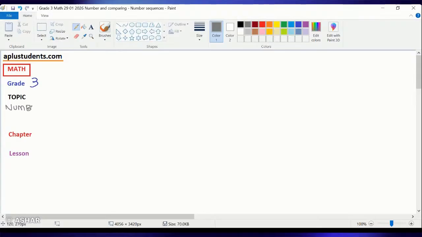Numbers and comparing. Okay, I'll give you the chapter number and the lesson number. The chapter number is 1 and the lesson number is 8. Chapter number 1 and lesson number 8, and the name of the lesson is number sequence.